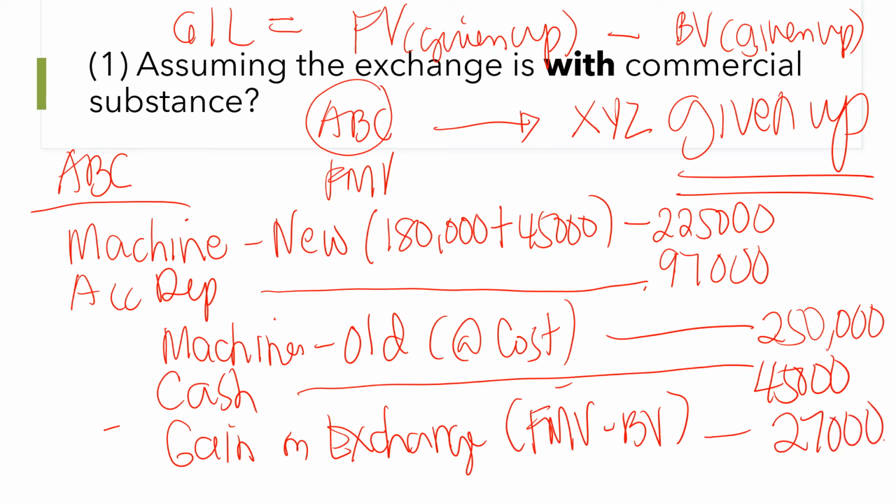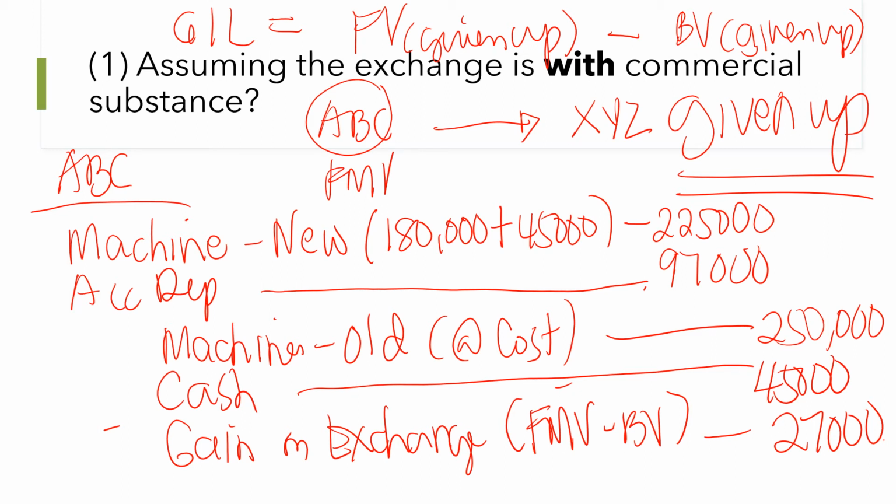Let's check if we have the same total for debit and credit. For credit, that's 250,000 plus 45,000 plus 27,000, so our credit is 322,000. Compare that to the debit: 225,000 plus 97,000, which is also 322,000. So our entry is correct.